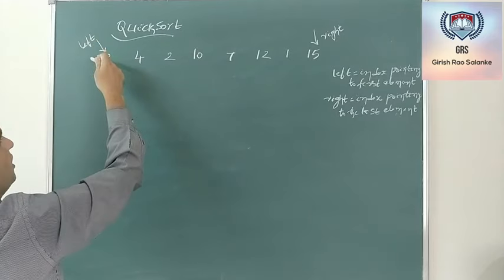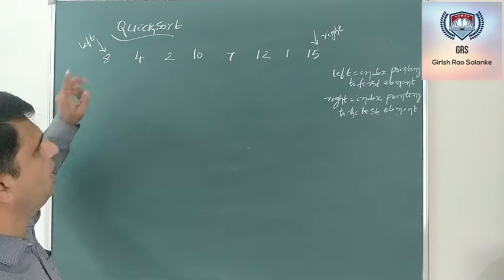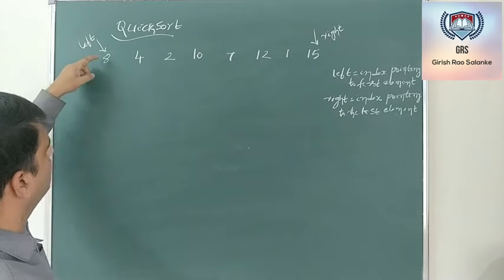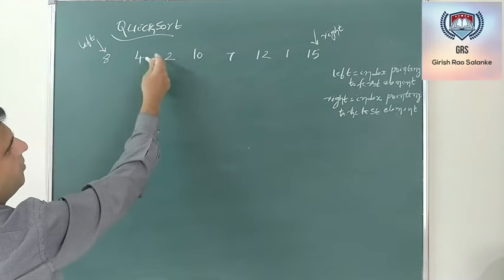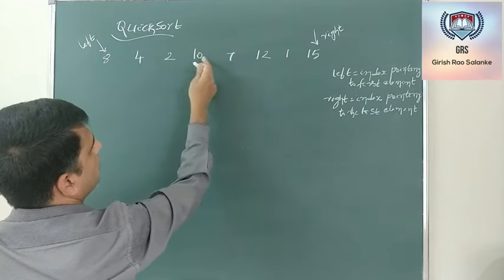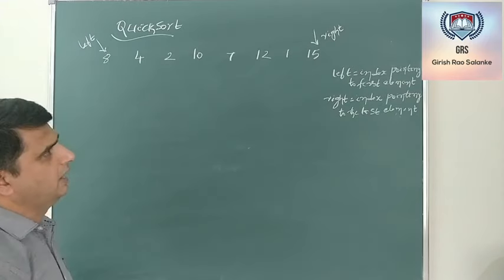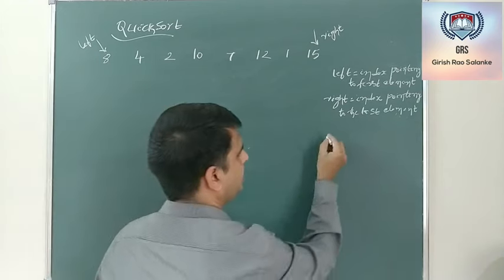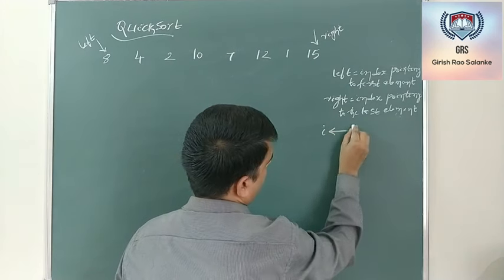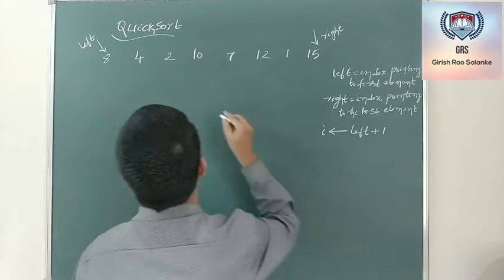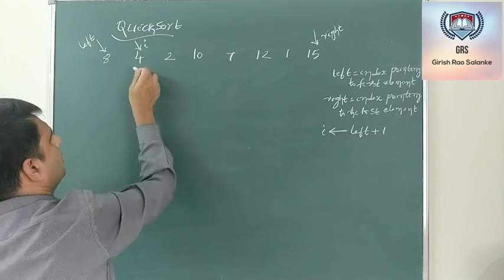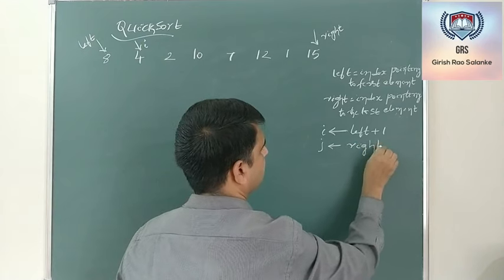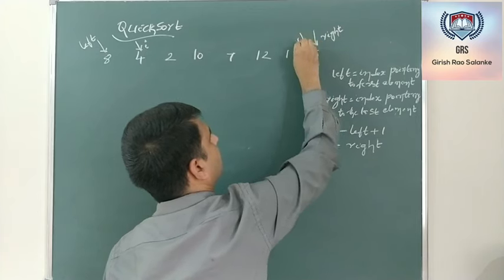Note that left is not 8. Left is the index of the array. If the array elements are stored from 0 to n minus 1, then left has a value of 0 and right will have a value of 7. So left and right are the indexes of the array elements. Now let me take I as left plus 1. So it implies that I is pointing to this element and J is pointing to the last element, that is here. So this was my J.